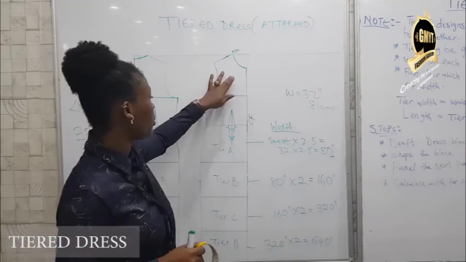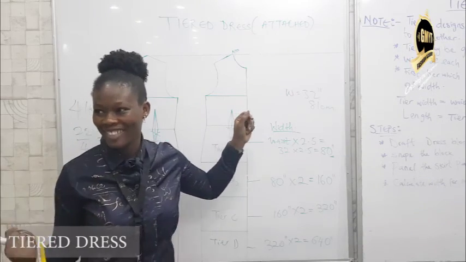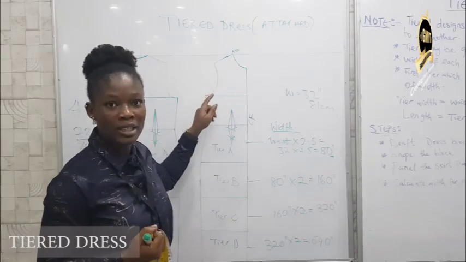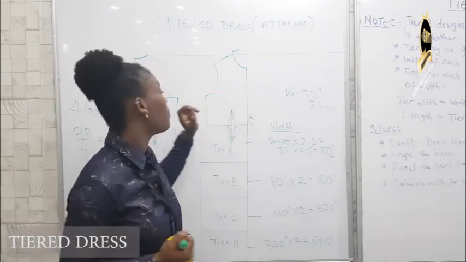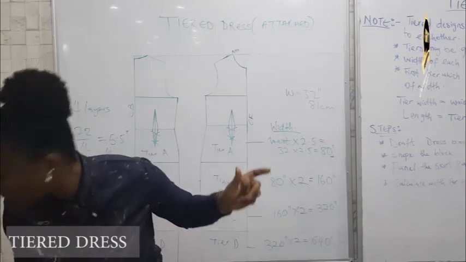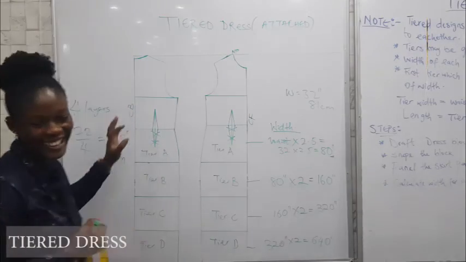And as for the upper part, you hold your darts, you transfer your shoulder darts to your underarm, then you construct your neckline. And that is it.